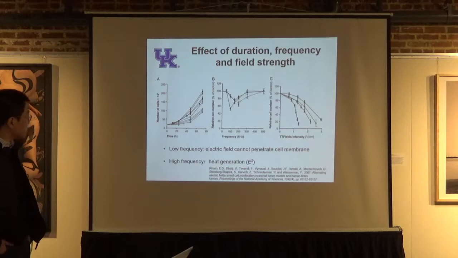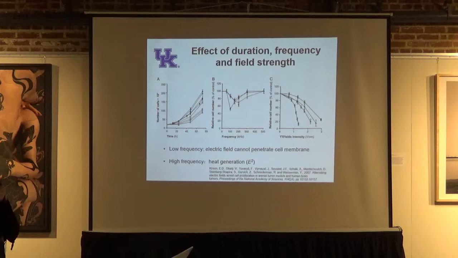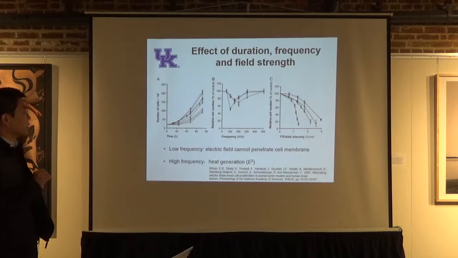Usually people would think that an electric field at this frequency is useless because at low frequency, the electric field cannot penetrate the cell membrane. So it has actually been used to stimulate neurons. And high frequency will generate a lot of heat, according to this E squared expression, so it's really used for tumor ablation. So what can this middle range frequency do?